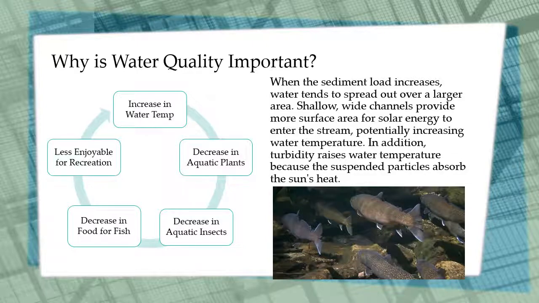So why is water quality important? When sediment load increases in a river, the water temperature increases. As that water temperature increases, aquatic plants die, aquatic insects decrease, leaving less food for fish. And high temperatures also mean that certain species of fish can no longer thrive or survive. It also makes recreation less enjoyable.